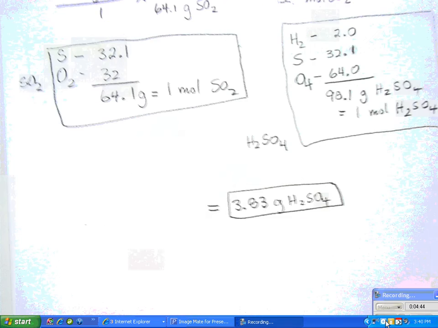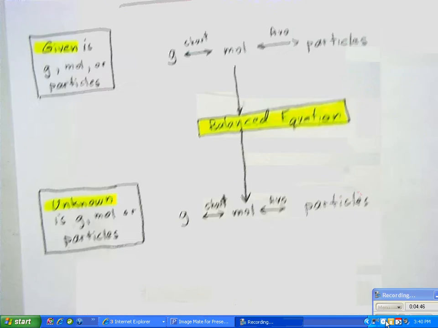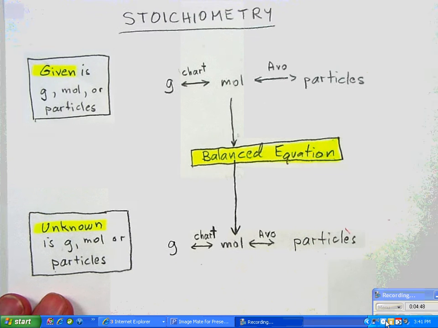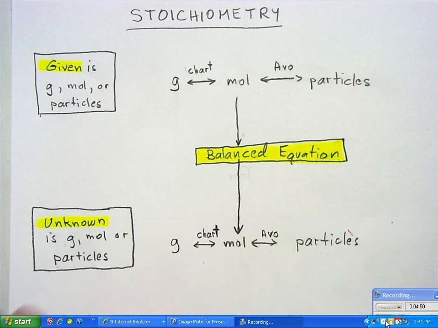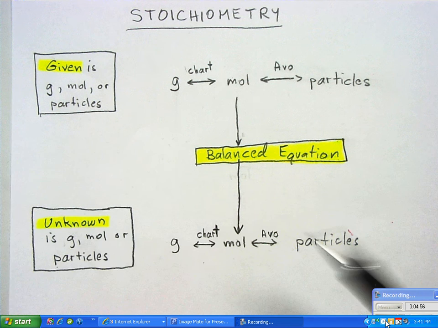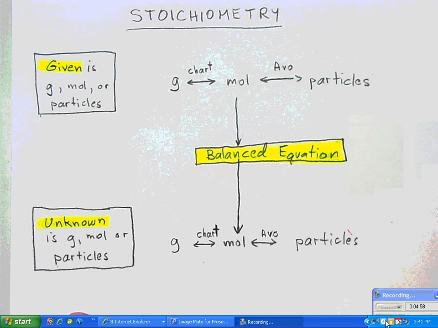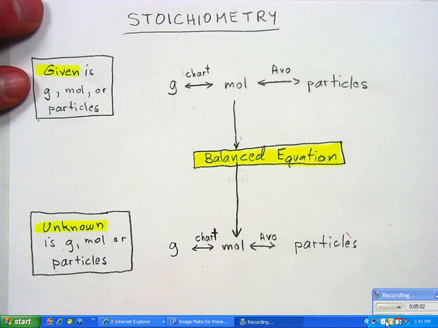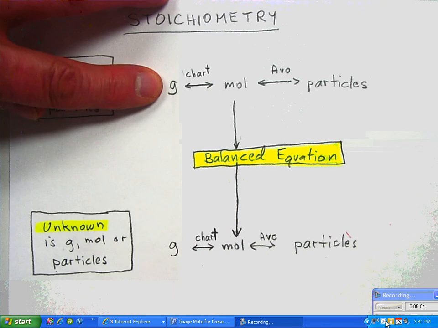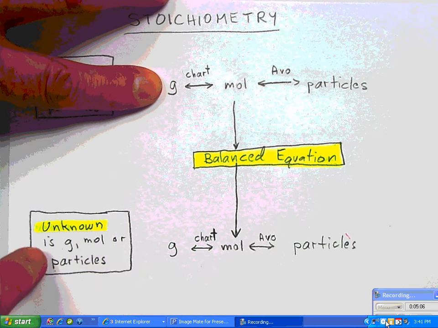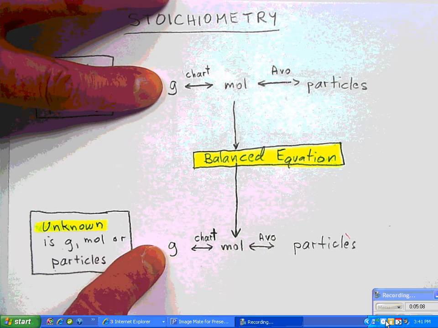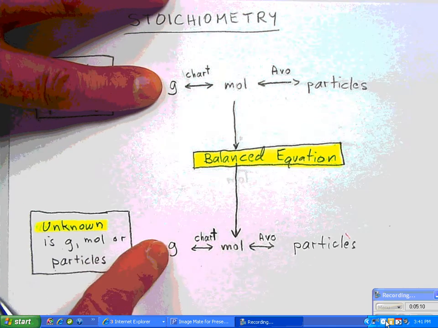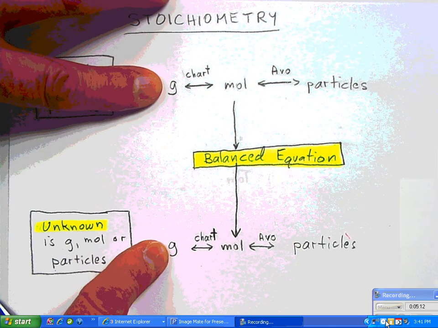So in review of how to solve this type of problem, you'll want to have this chart with you at all times, and this should be in your section called Standard 3, because that's where this type of stuff is done. And reviewing, we started with a given, which was in grams, and we were asked to find a different substance in the balanced equation that was also grams in the end.